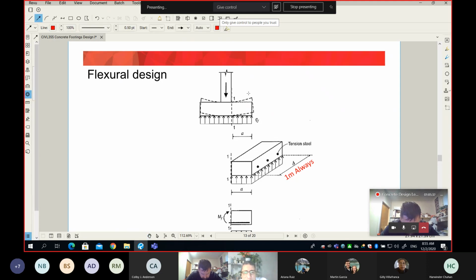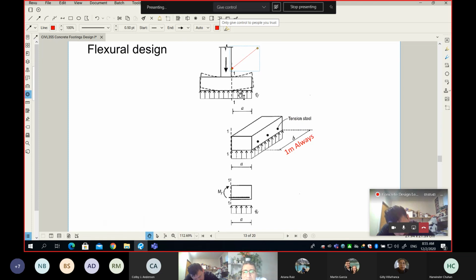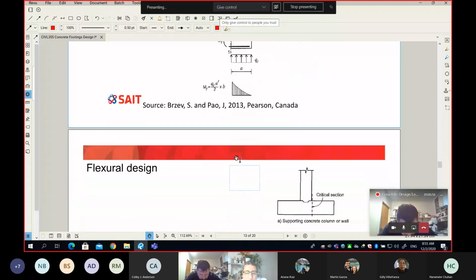So I showed here the critical section at the face of the wall, and I have more discussion coming on the next slide. But once you say the critical section is section 1-1 at the face of the wall, together we will simply estimate the moment. And once we know the moment, we will go ahead and find what should be the area of the steel needed to resist this moment.